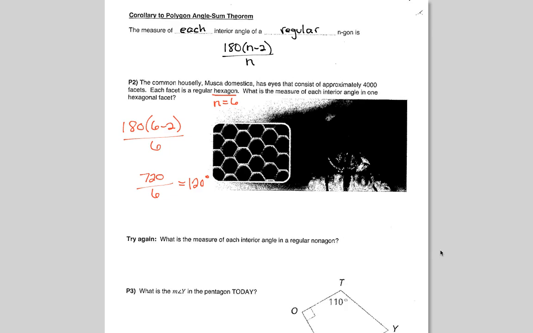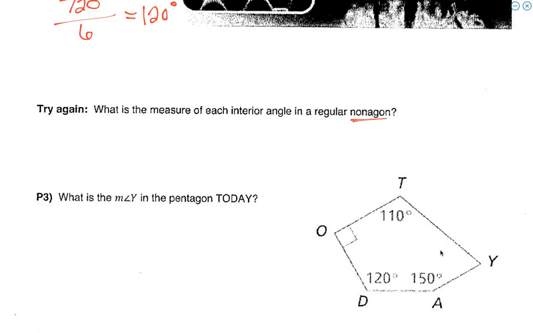Try that again. This time we're going to do it with a nonagon. So the sides would be 9. So that's 180 times 9 minus 2 divided by 9. 9 minus 2 is 7, so 180 times 7 divided by 9 is 140.